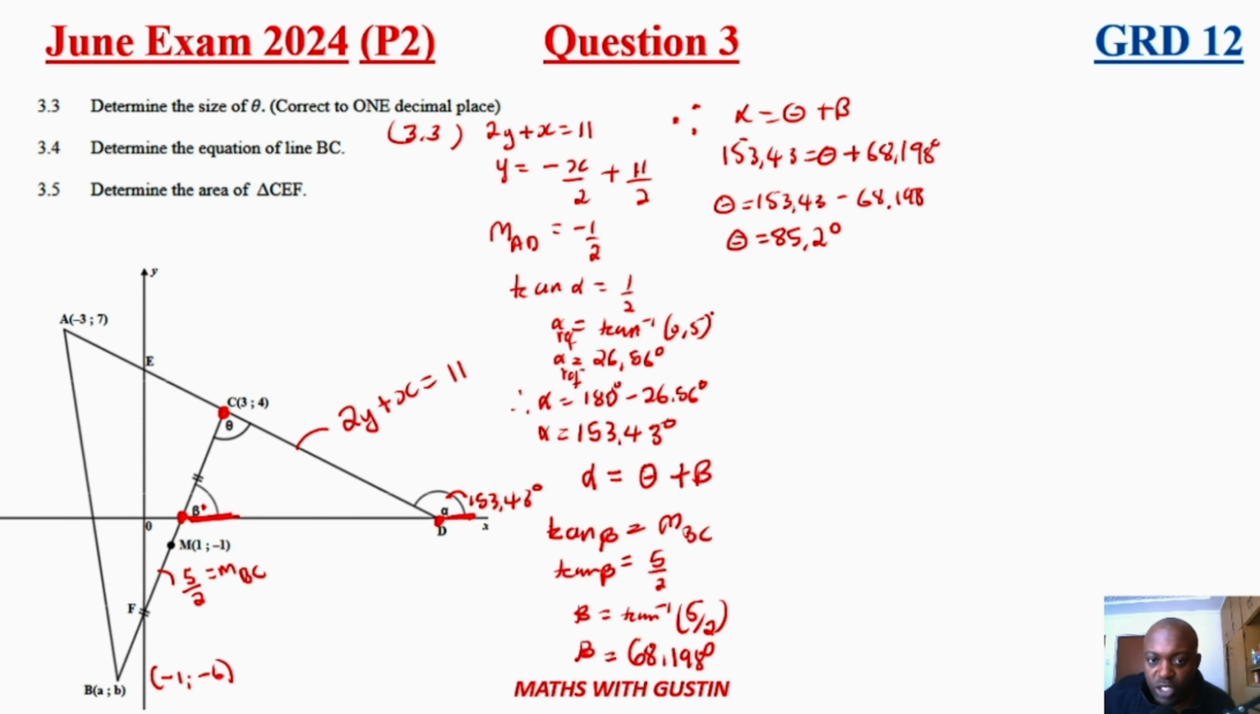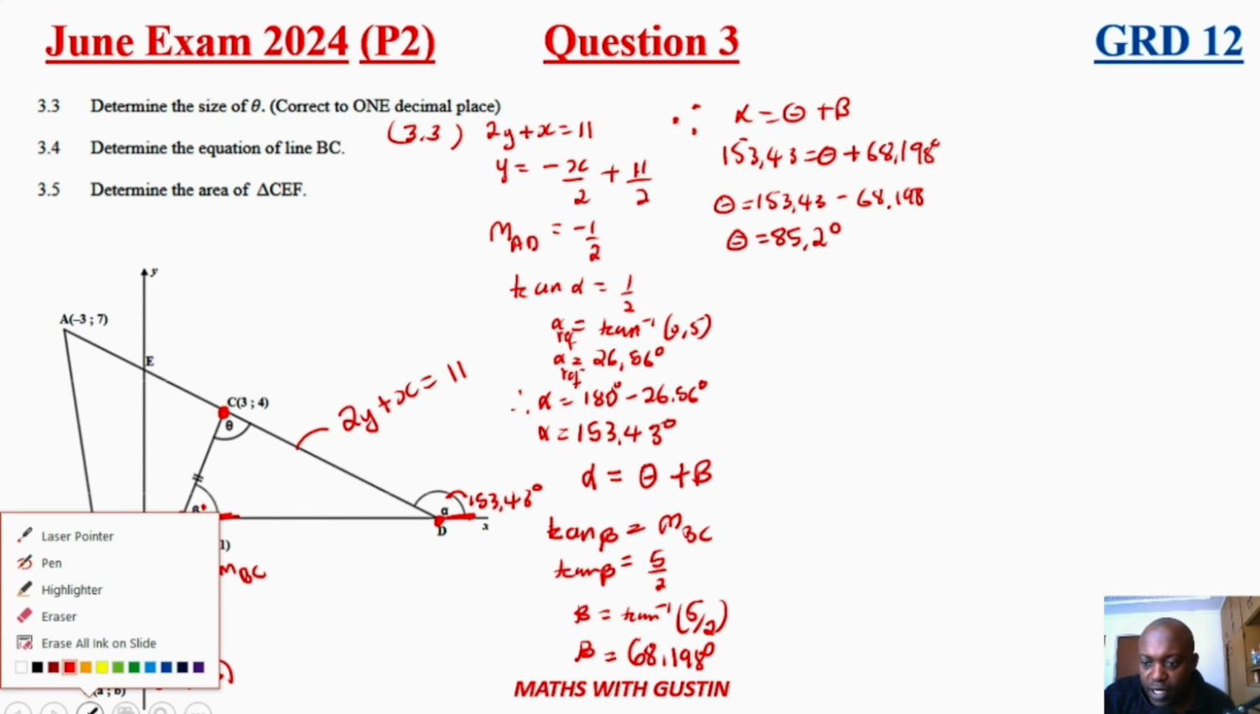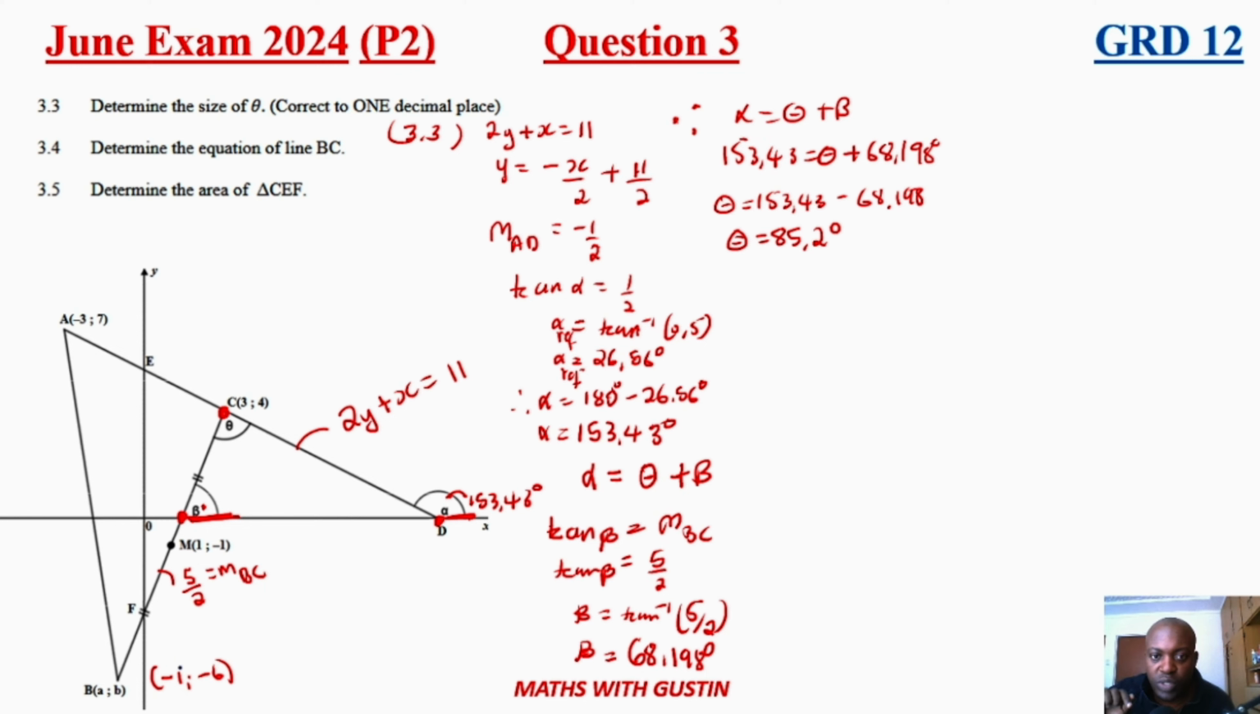All right, I'm just going to change the color here due to the request that was sent to me in the comment section. Somebody said if you answer the next question, please change the color to make life easy for us to see. All right, I'm going to do exactly that. And then 3.4, they said find the equation of a straight line BC. Do we have a gradient of line BC? Yes, we do. It is given by 5/2.